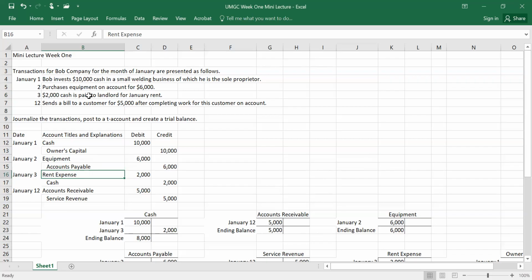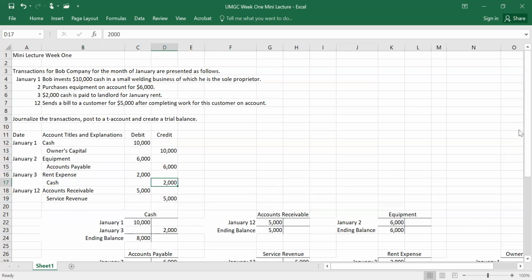I'm paying this with cash. My cash is decreasing, right? I'm paying it out. My cash account will decrease. Since cash is an asset account, it increases with a debit, it decreases with a credit. So I'm crediting cash for 2,000.